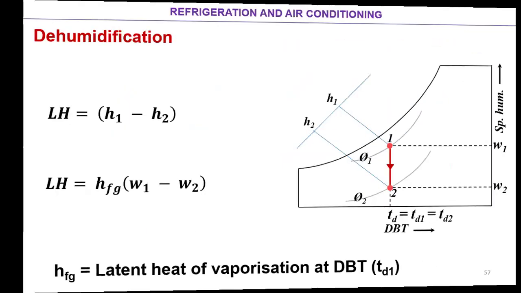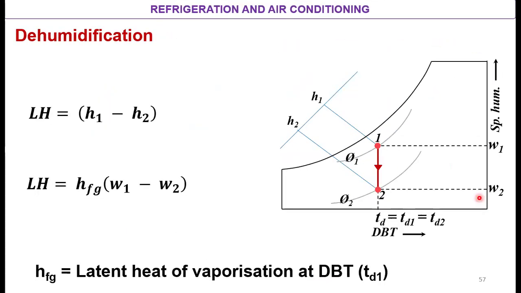And heat removed during this process, dehumidification, is also the latent heat which is removed. So that is shown as H1 minus H2, or in other words, it can also be represented as HFG into omega 1 minus omega 2. And similarly, again, HFG is the latent heat of vaporization. Is that okay?